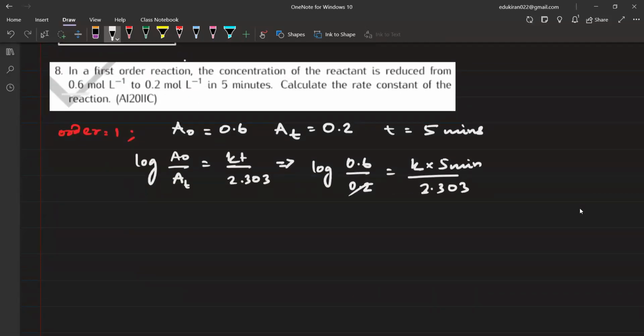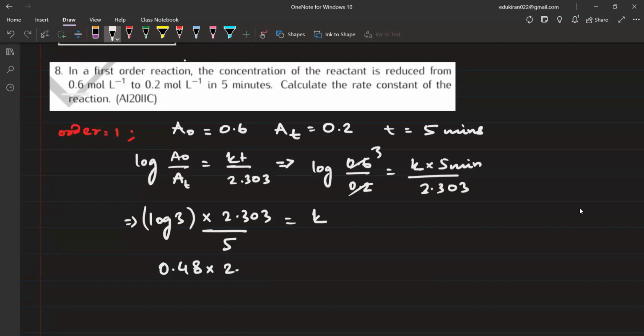Now, 0.6 by 0.2 is 3, so you will write this log of 3. This will be multiplied by 2.303 and divided by 5 to get the k. Now, please see what is the value of log 3, guys? Any idea? What is the value of log 3? किसी को याद नहीं याद है? नहीं याद किसी को. This 0.48 into 2.303 divided by 5.